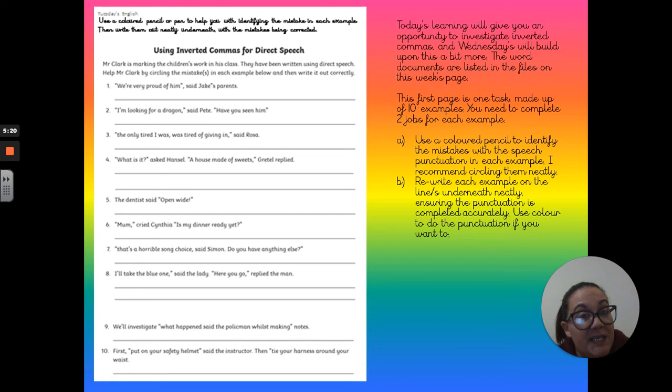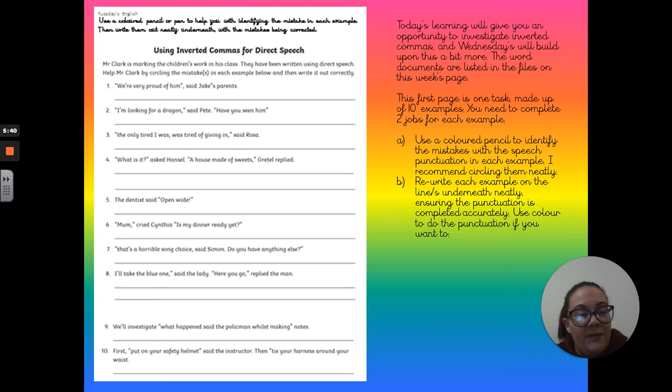So within today's learning, there's two aspects to it. So there's 2 pages for today's learning. Page number 1 has 10 examples on it. And what I would like you to do to begin with is to use a coloured pencil. Make sure that you use one that can be seen on the page, so that when your work is emailed across to me, I can see it.